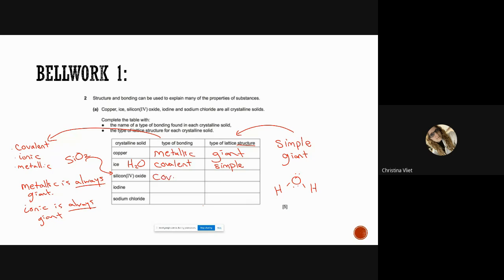Covalent. And unfortunately for you, you have to recognize that silicon 4 oxide is the same thing as silicon dioxide, which is SiO2. How's that so? How does that work? How could we have interpreted silicon 4 oxide to know that that's SiO2? Could you have figured that out? Yes, because technically, from a knowledge of previous chemistry, you could figure that out.